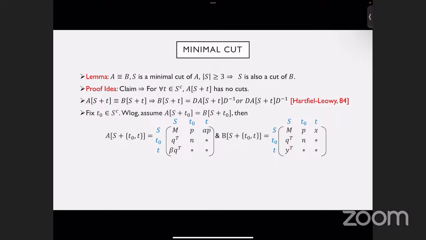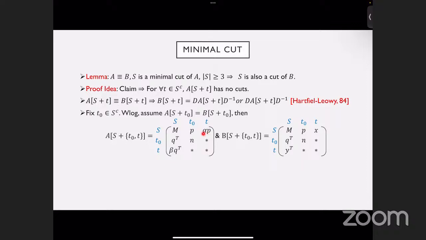A brief proof idea for this is that we fix some element T0 which is not present in S, and without loss of generality we can assume that this D is the identity matrix, and hence the principal submatrix corresponding to the set S plus T0 is the same for A and B. Now if we take a look at the principal submatrix of A corresponding to the set S plus T0 and T, where T is some element which does not belong to S and is different from T0, it looks something like this.